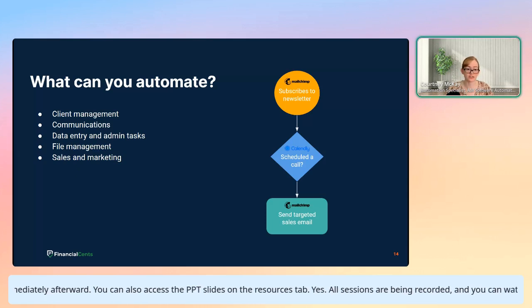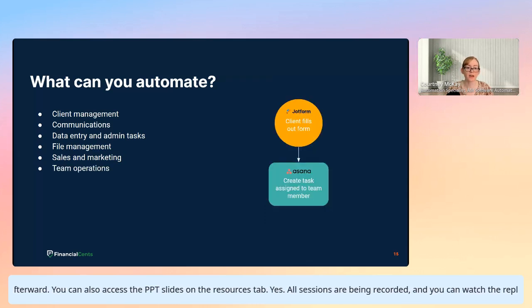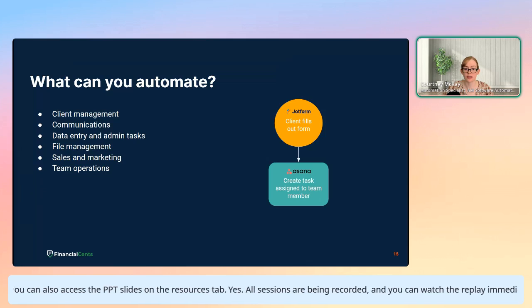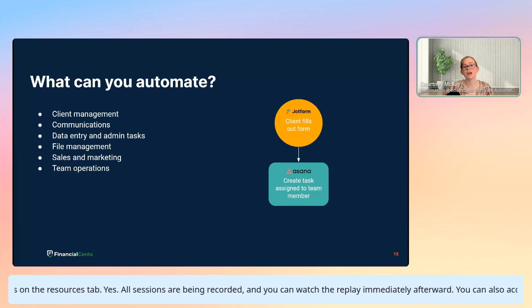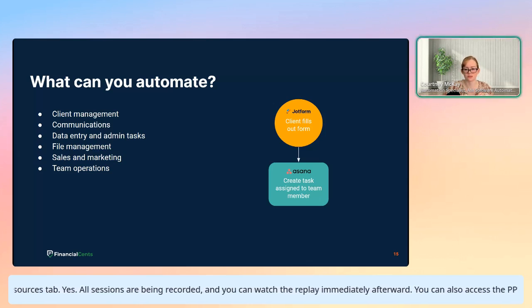For team operations, you can automate any kind of team management, like task delegation, any kind of ticketing systems that you might have with clients. You can set up an automation so that as soon as you receive a ticket, like a support ticket, you can automatically delegate that and route it to the right team member that needs to address it.